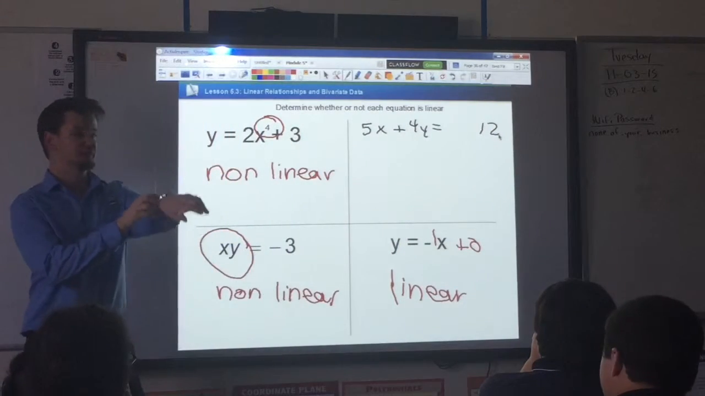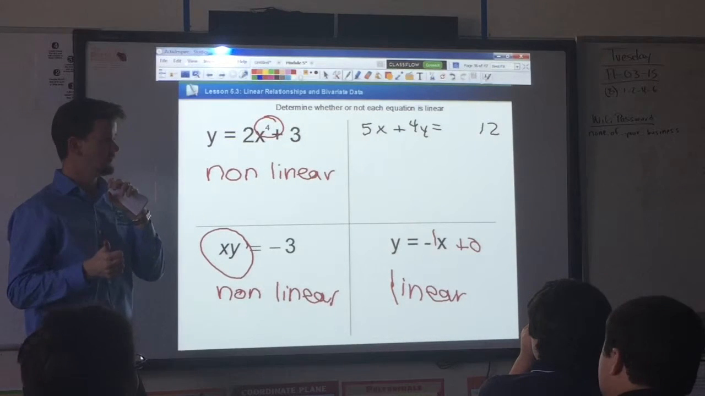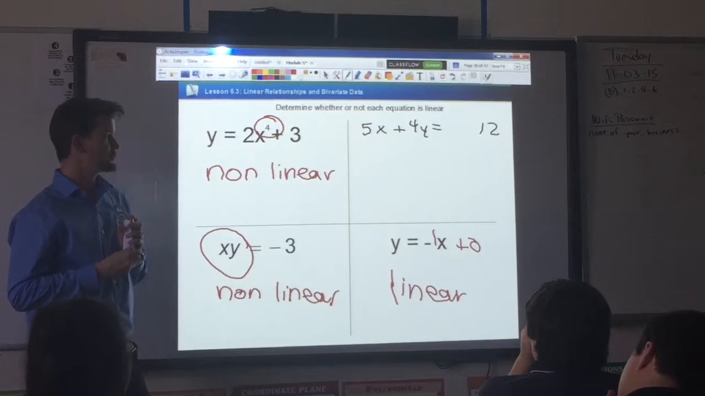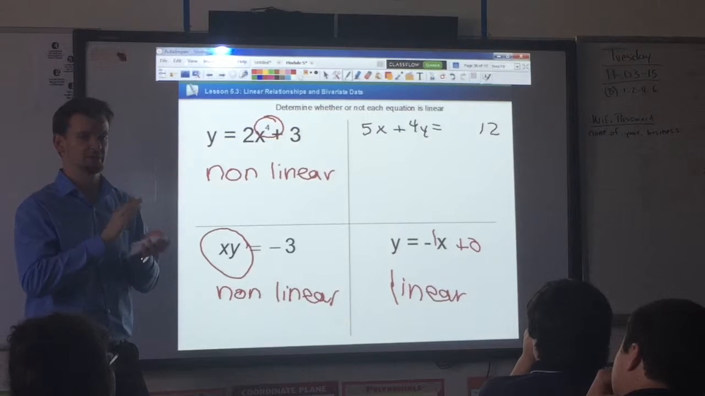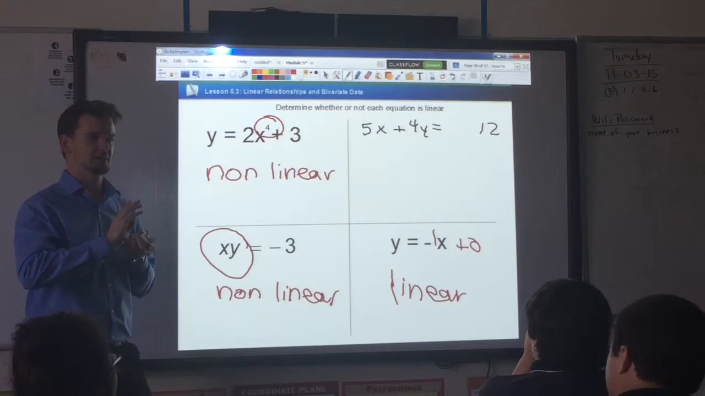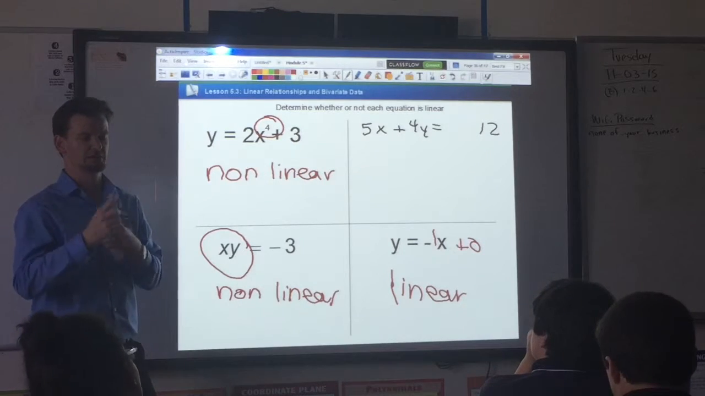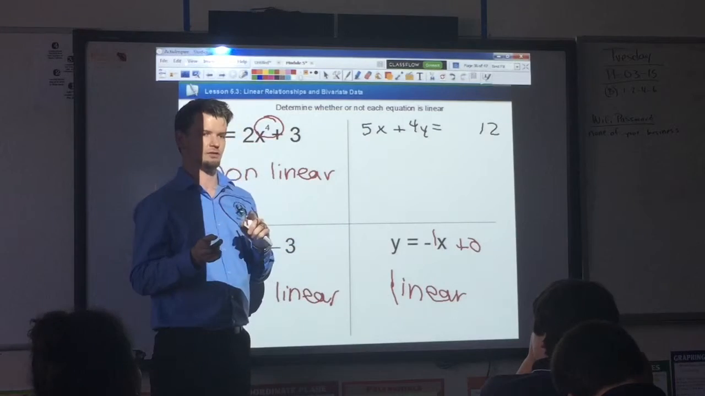Now, let's just go through the criteria. Any exponents greater than 1? No. Are the y and the x being multiplied by each other? No. So you're saying that this is not written or cannot be written in y equals mx plus b format. I'm going to say that we can write this in y equals mx plus b format. Here's what we can do. Remember, what I do on one side of the equation, I must do on the other.